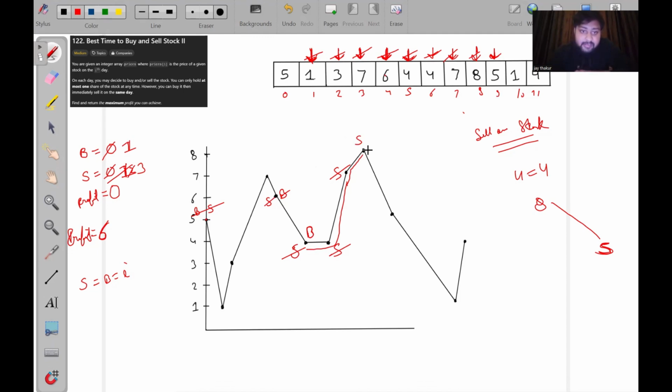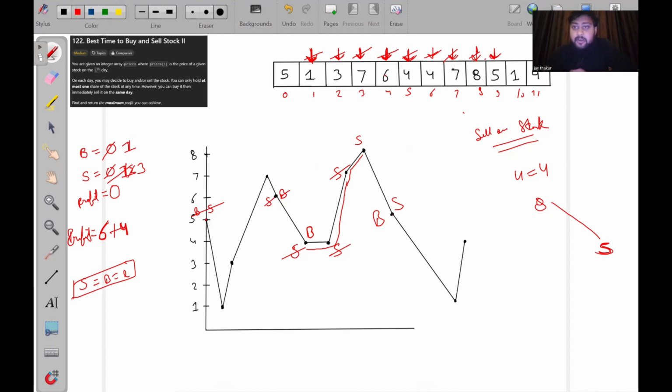So here the selling date is 8 and the buying date is 4. So 8 minus 4 is equal to 4, so we will simply add 4 into our profit. After that, we will do selling date equal to buying date equal to I. So both the selling date and the buying date will come here at this position.